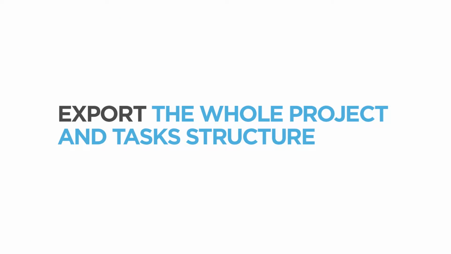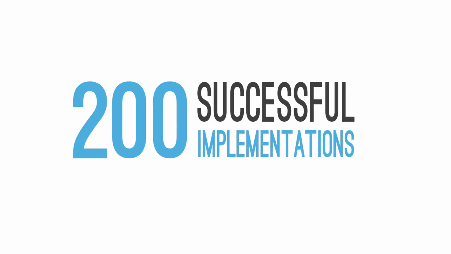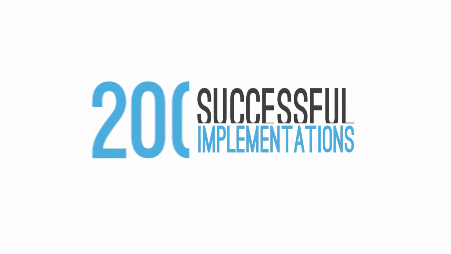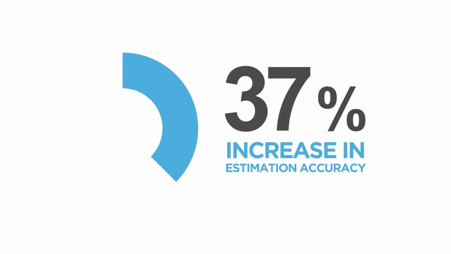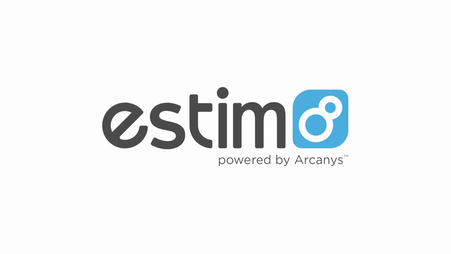And for your teams, you can export the whole project and task structure in project management tools such as Jira, Asana, Trello, and Basecamp. We've worked hard to make this process easier for us, and after more than 200 successful implementations, we've seen a 75% increase in estimation accuracy and much better progress tracking. This means a lot of time and money saved. Today, we'd like to share this experience with you and give you access to Estim8.